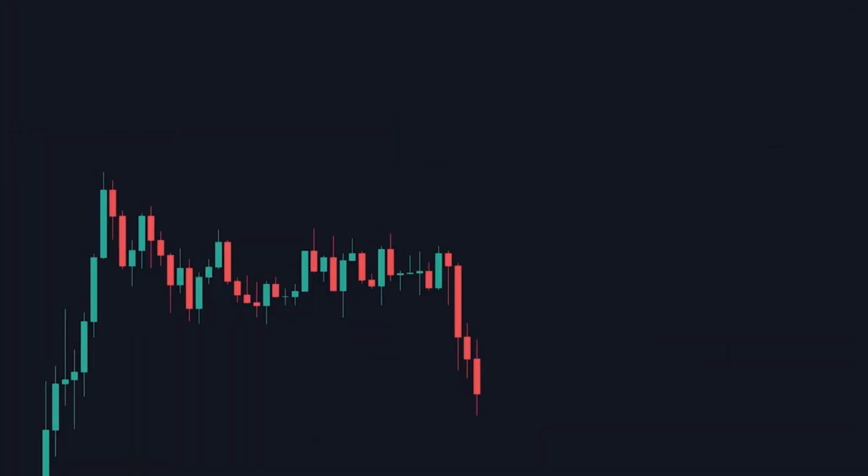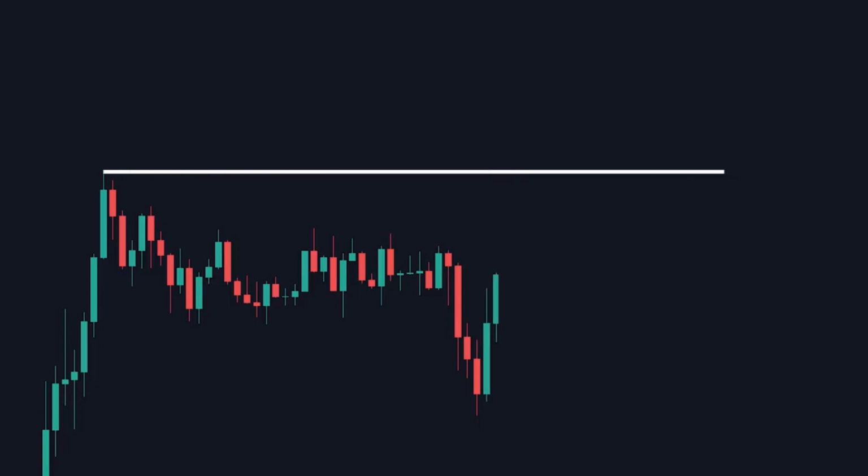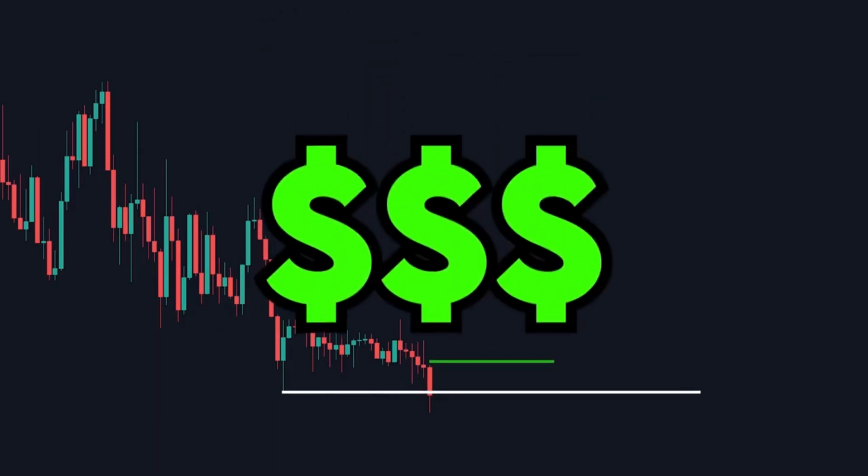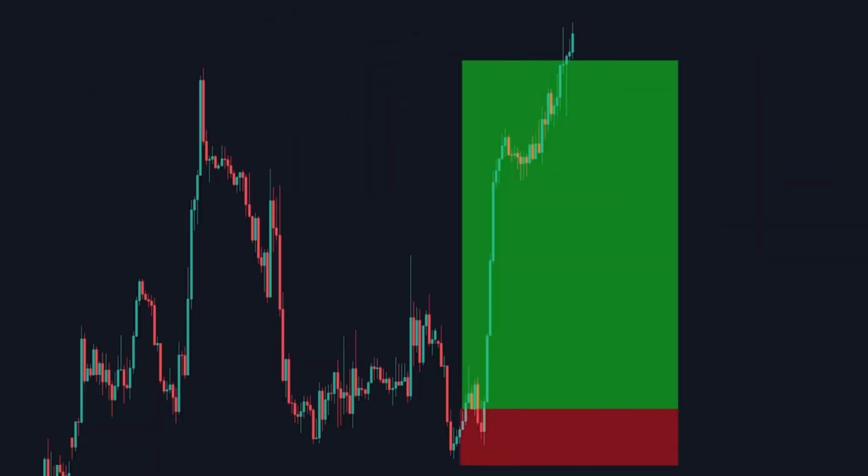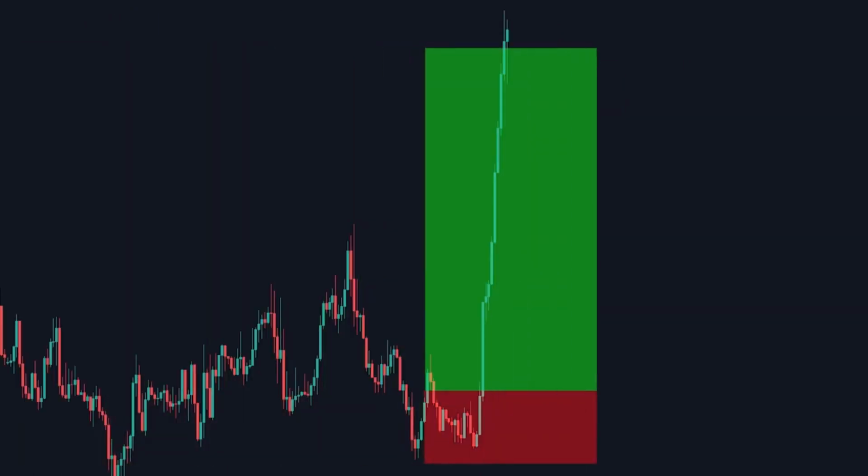It's the same thing with shorts. You have a resistance, price breaks this resistance barely, does a liquidity grab. Your short entry would be at the bottom of this candle that initiated this liquidity grab. So right here. So going back to our first example, this candle initiated this liquidity grab, so we set our entry point right here. Now, what makes this strategy so successful is the risk to reward ratios are absolutely insane.